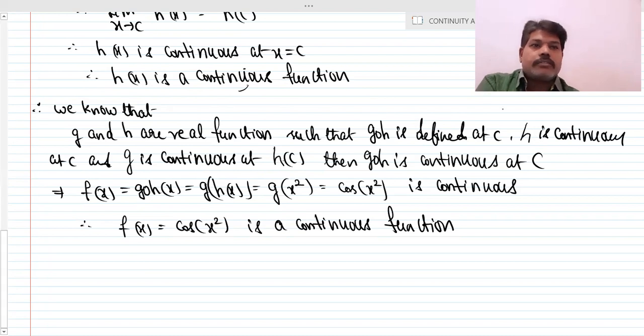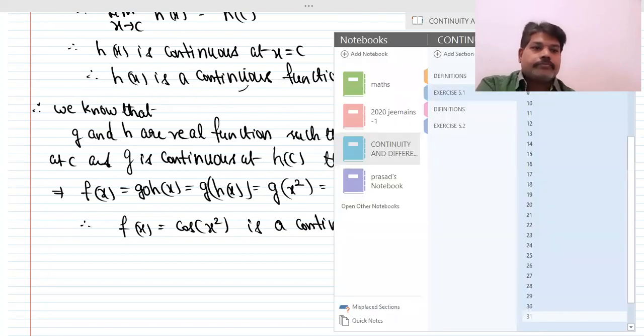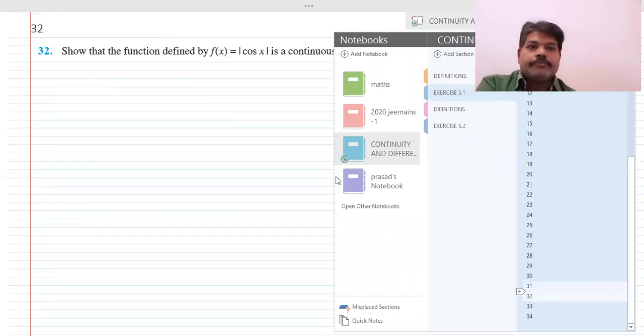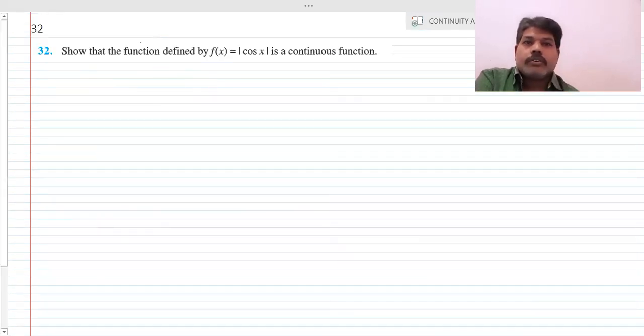See the next question. What is the next question? See the next one. So show that the function f of x is equal to mod cos x is a continuous function. So it is also a composite function students. So we will use the same condition.